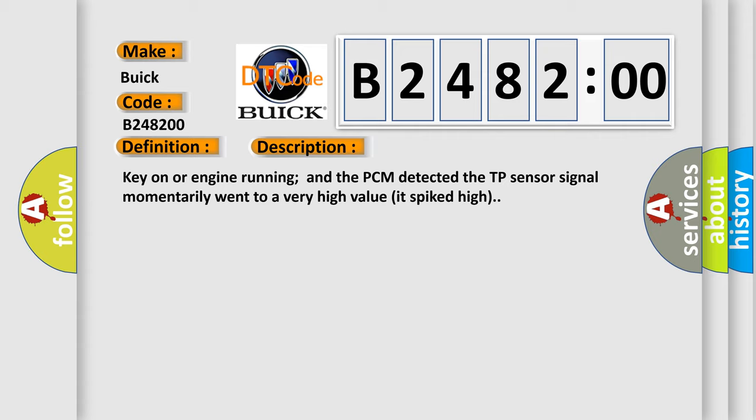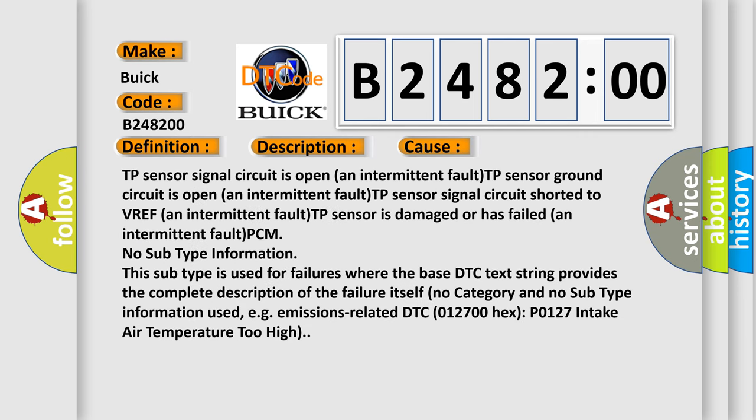Key on or engine running and the PCM detected the TP sensor signal momentarily went to a very high value, it spiked high. This diagnostic error occurs most often in these cases. TP sensor signal circuit is open and intermittent fault. TP sensor ground circuit is open and intermittent fault. TP sensor signal circuit shorted to VREF and intermittent fault. TP sensor is damaged or has failed and intermittent fault.